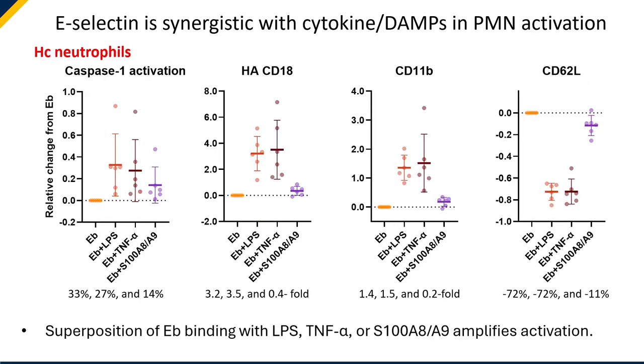Furthermore, EB demonstrated a synergistic effect when combined with LPS or TNF-alpha. This suggests that the stimulation triggered by E-Selectin-L-Selectin binding utilizes a distinct signaling pathway from that of LPS or TNF-alpha. The important point is that addition of both E-Selectin and DAMP or cytokine enables testing of conditions known to exist in psoriatic skin.